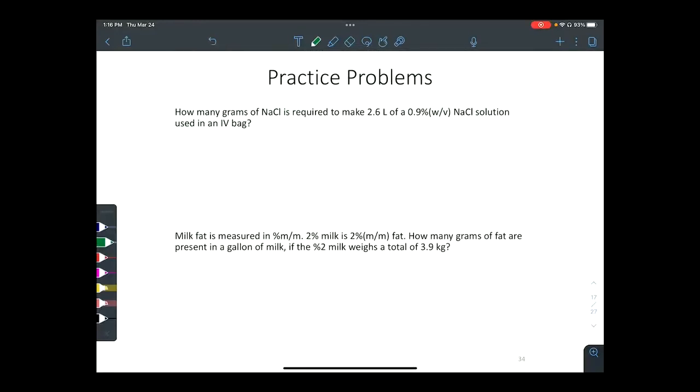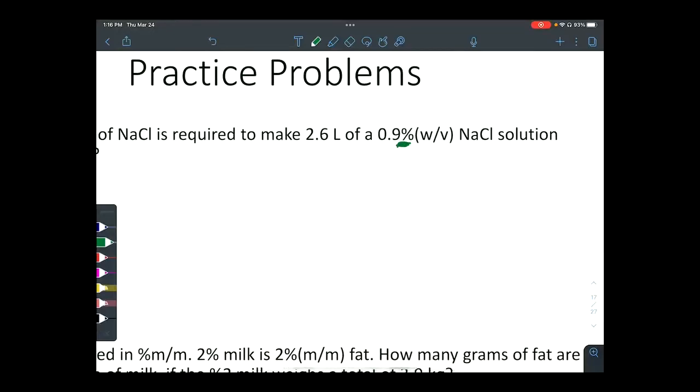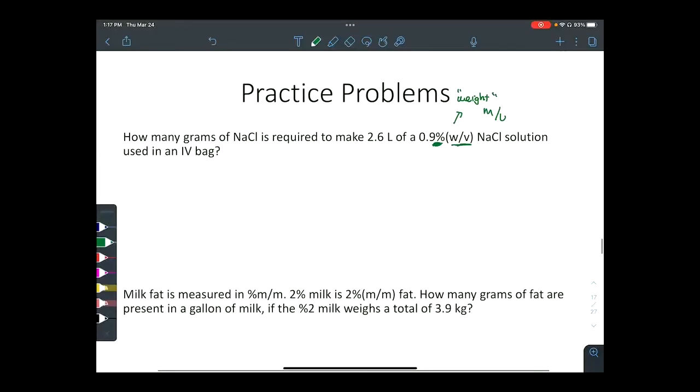All right, so let's do some practice problems using these percentages. Do note, when I give you a percentage, I have to give you what type of measurement it is. In this case, W means weight, the same idea of mass. This is mass over volume. I'm asking in this question, how many grams of NaCl are required to make 2.6 liters of this concentration of NaCl for an IV bag, those intravenous saline bags? How much salt do we need?